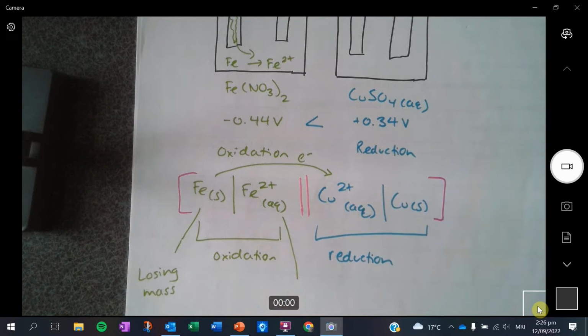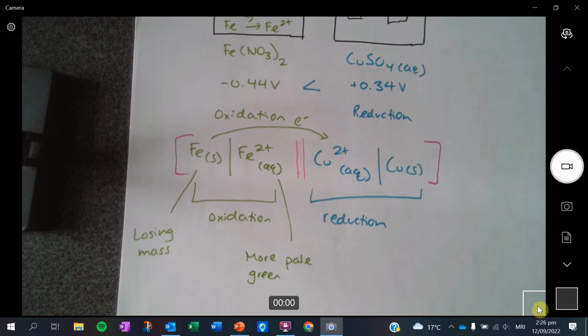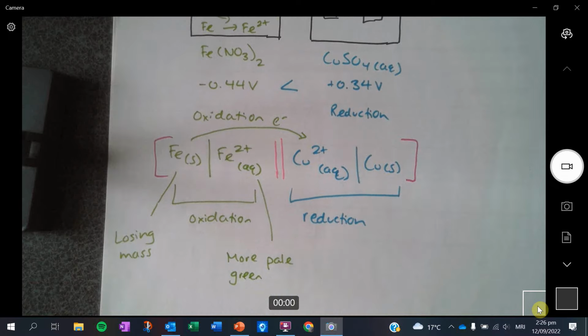The other thing you should note when you're stating your observations is not only what's happening to the electrodes, but what's happening in the solution. Is it becoming darker? Is it becoming lighter? What color is it? In this case, I would expect it to become more pale green. So always talk about the electrodes, and always talk about the solution.